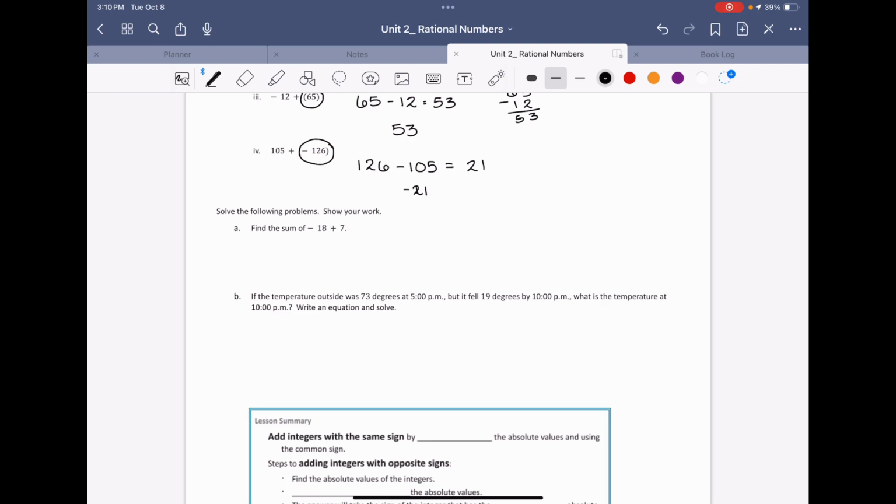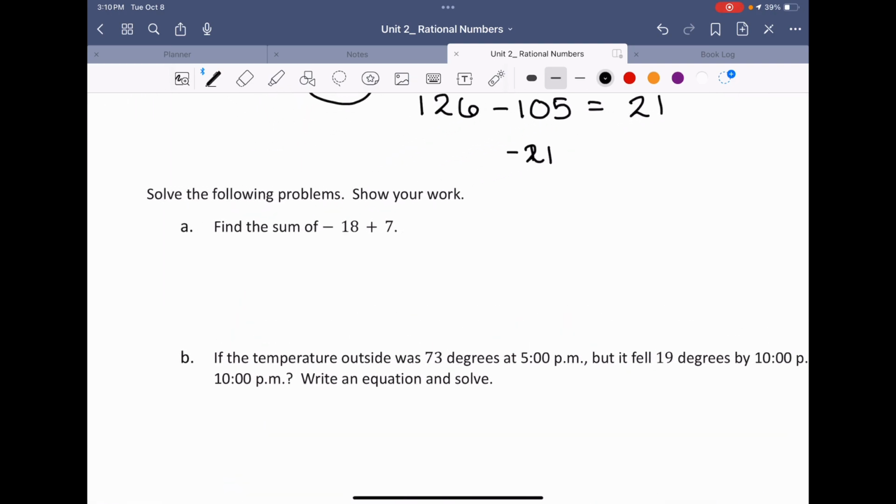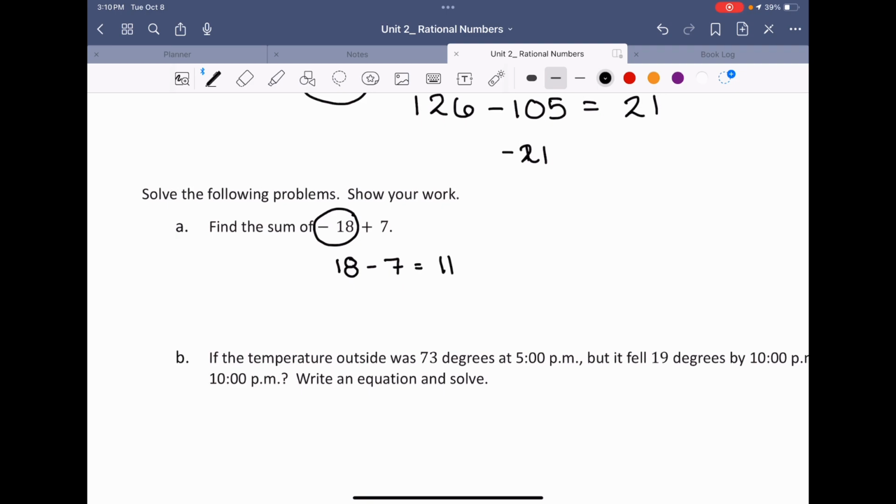Solving the problems below. So it says find the sum of negative 18 and 7. So negative 18 plus 7. Negative 18 is my bigger number. I'm going to do 18 minus 7, which is 11. So it should be negative 11.